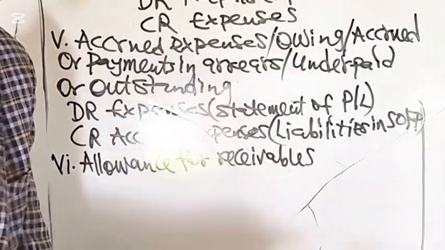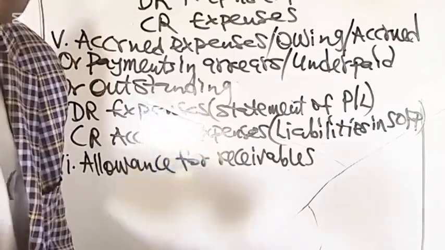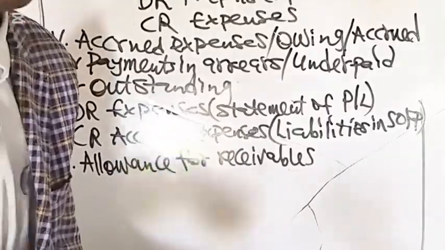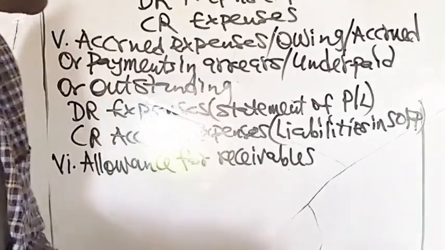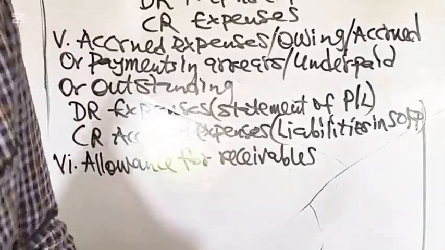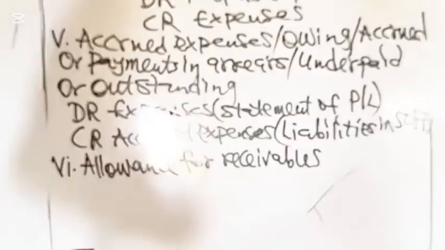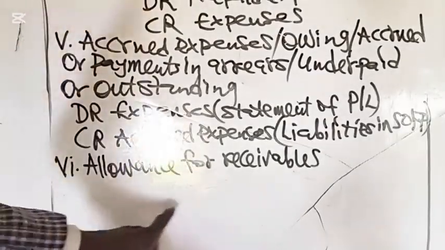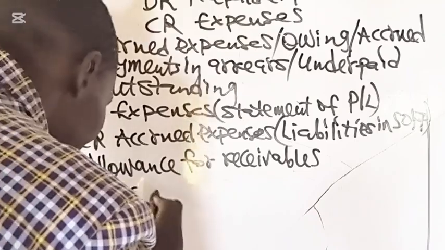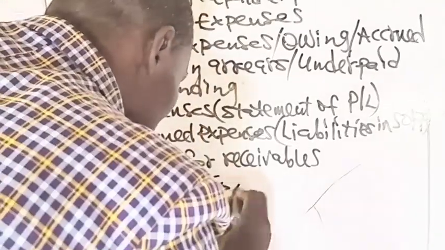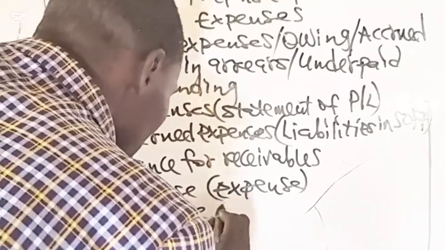But where the figure given in additional information is lower than the figure given in the trial balance, that means you have a decrease in allowance for receivables. Therefore, a decrease in allowance for receivables should be treated as an income in the statement of profit or loss. But the new allowance for receivables you have in additional information is what will be deducted from receivables in the statement of financial position. Increase is an expense. Decrease in allowance for receivables is an income.